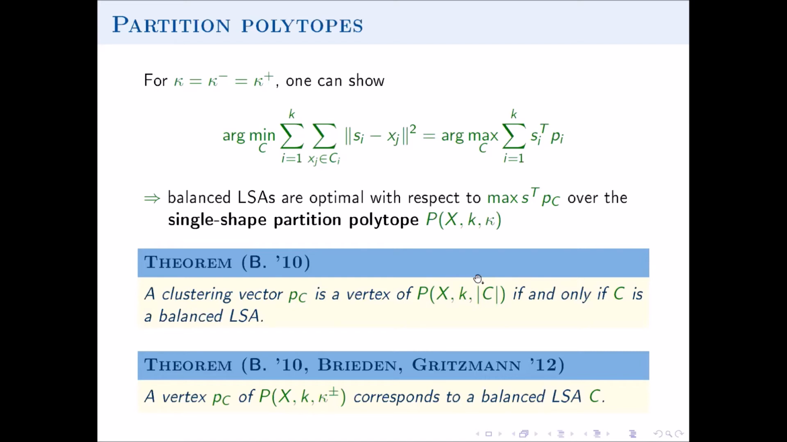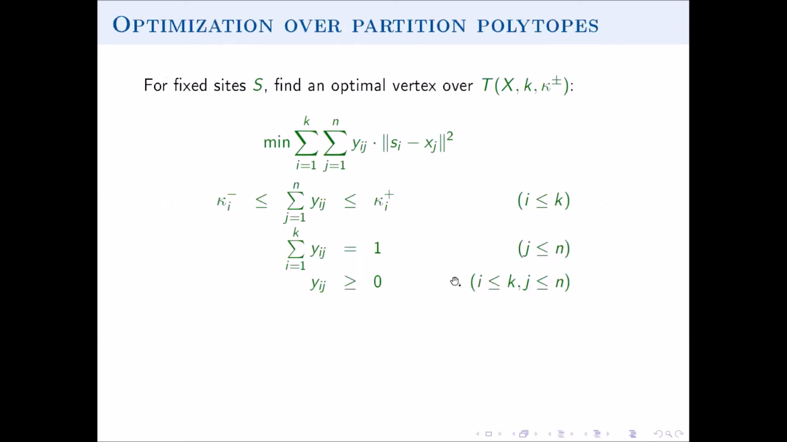Okay, so in turn, the computation, the optimization over partition polytopes, is just as simple as it was for the balanced least squares assignment. What you can do is optimize in the direction of the sites over the polyhedron, and you will find a balanced least squares assignment.